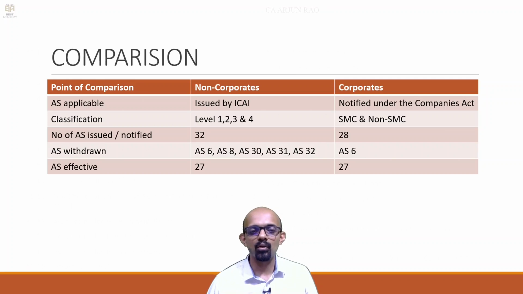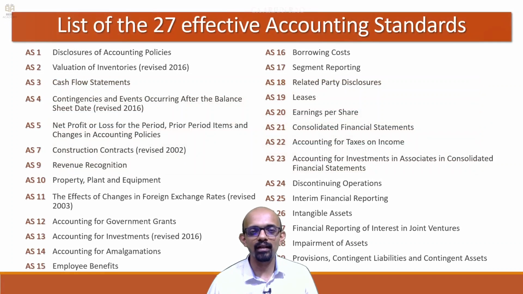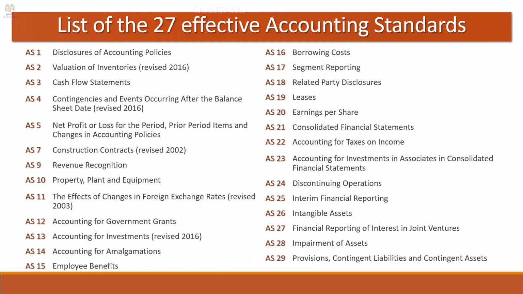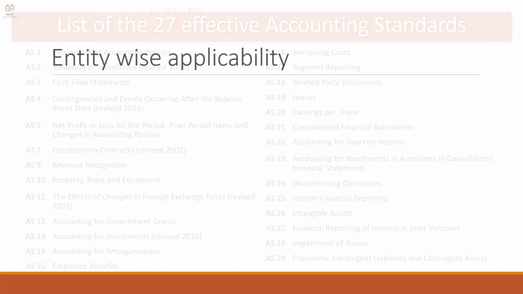So let's now look at a list of the 27 effective accounting standards. You may pause the video here and go through this list. So, hope you have gone through the list.